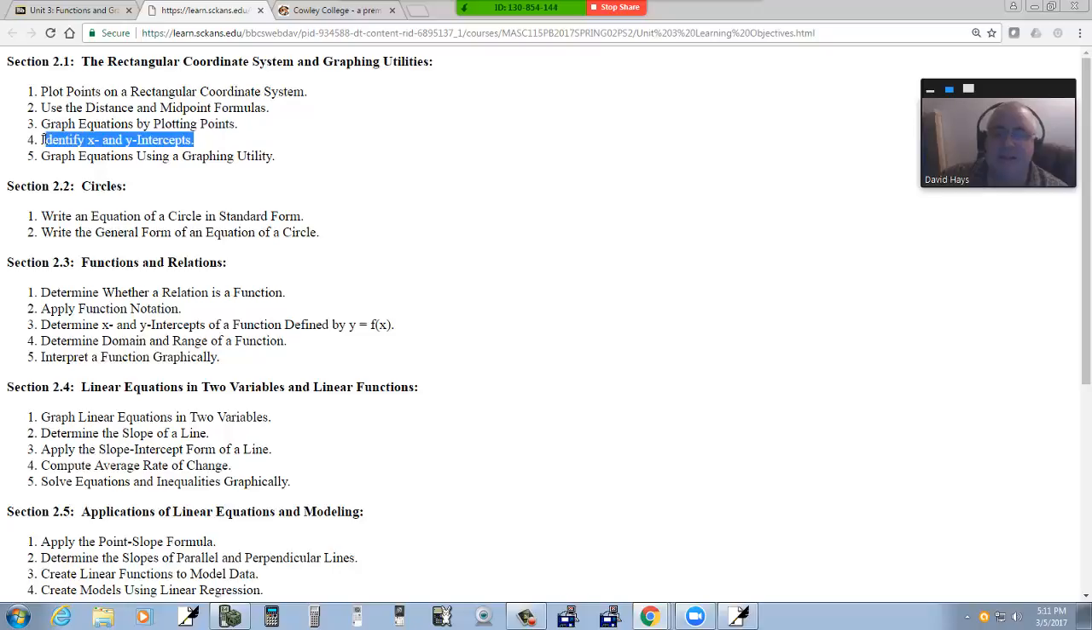Now, if you do have a TA3, TA4, we'll talk more about that here in a second. It says identify x and y intercepts. So let's talk a little bit about what those are.